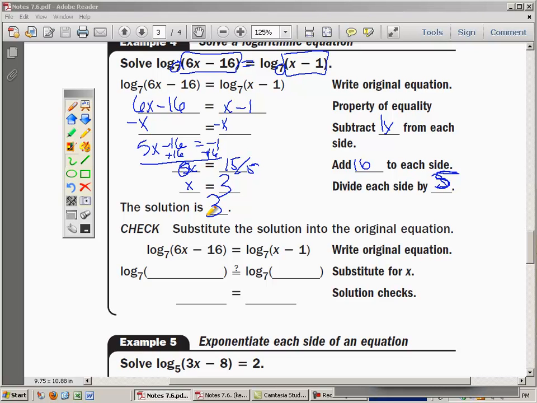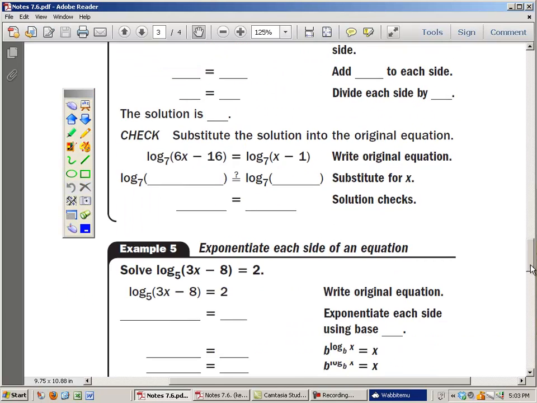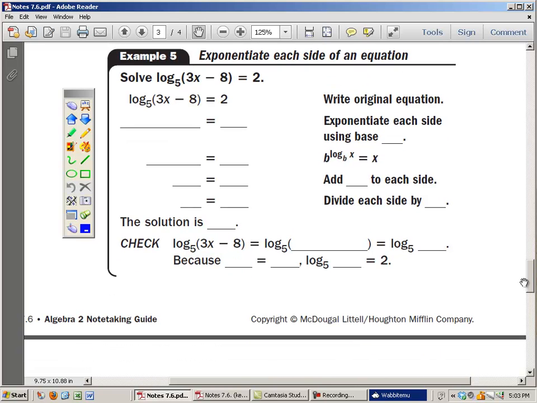And now to check my solution, I'm going to plug that in. This becomes log base 7 of 6 times 3 minus 16, and log base 7 of 3 minus 1. This becomes 18 minus 16, which is 2, so log base 7 of 2. And over here 3 minus 1 is 2, and so log base 7 of 2. I don't actually care what those values are, but because they evaluate to the same logarithm, I can stop and move on. Okay? All right.